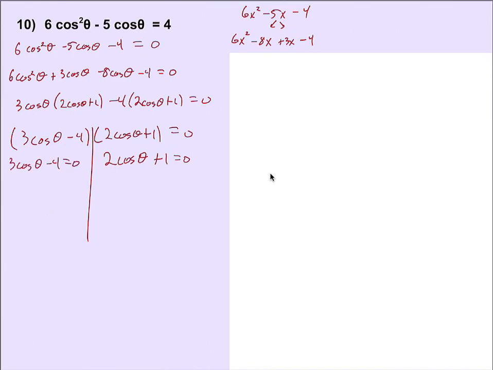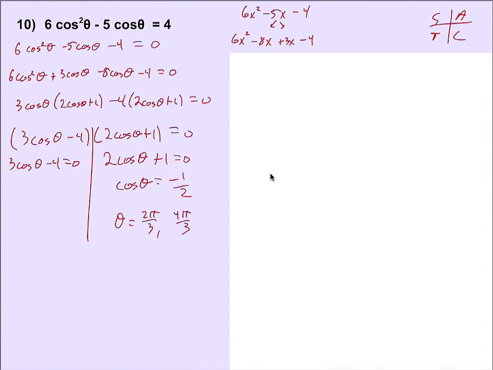And I'm going to do the one on the right first because it's simpler. Subtract 1 and divide by 2. And just like always, we say, all right, when does cosine of theta equal negative 1/2? Again, that's in the third and second quadrants. And we saw this one a second ago. The reference angles are pi over 3. So it's 2 pi over 3 and 4 pi over 3.